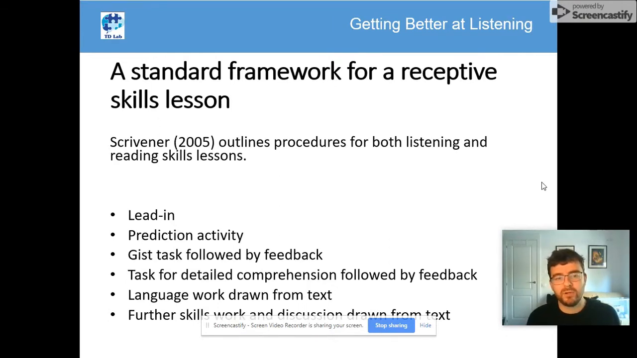The comprehension approach, as called by John Field and criticised quite well in his book, Listening in the Language Classroom, looks something like this, doesn't it? This is from Scrivener, but it could be from any manner of methodology books looking at receptive skills procedures. So this holds for both reading and listening, but looking at listening today, what's the problem with this?